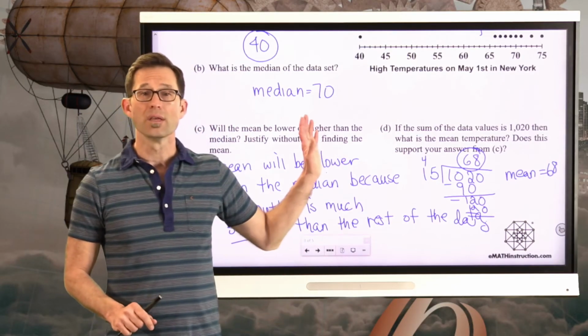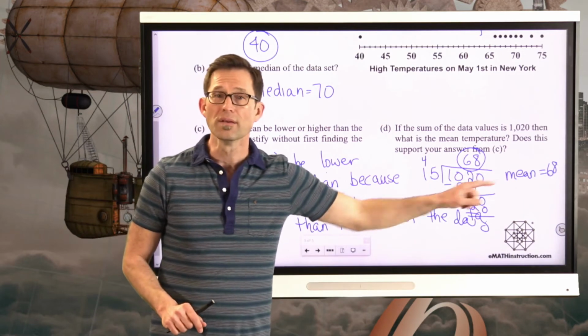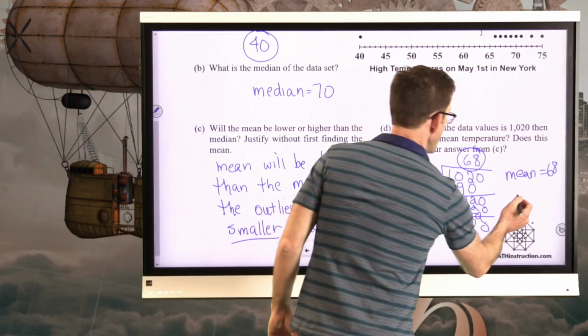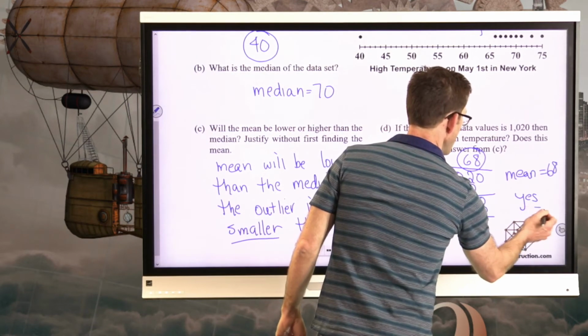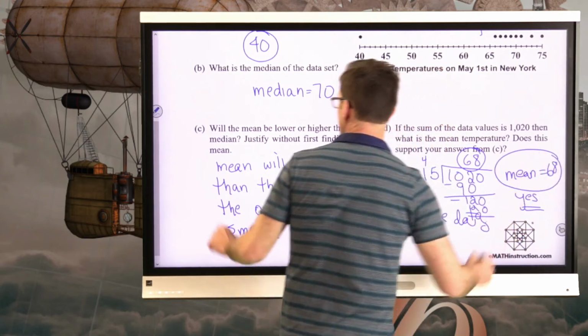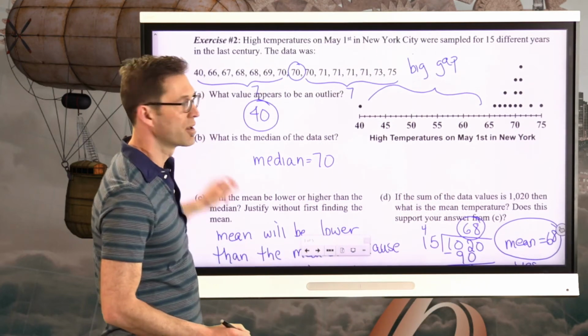Our median is equal to 70. Our mean is equal to 68. So does this support your answer? And the answer is yes. Now again, take a look at this just for a second.